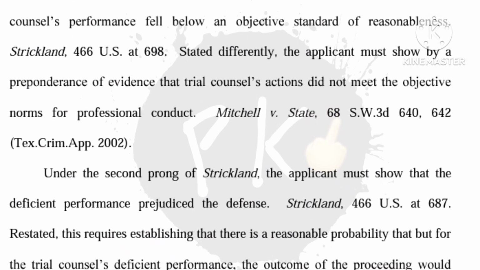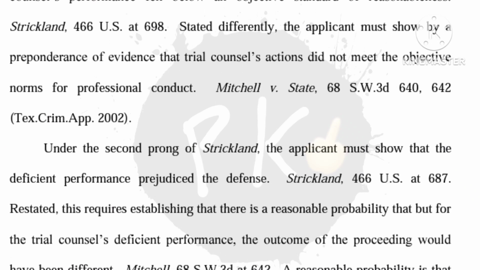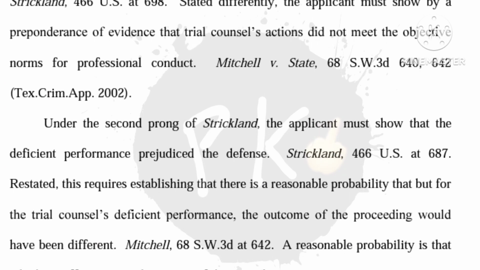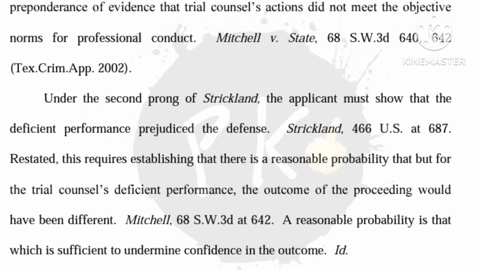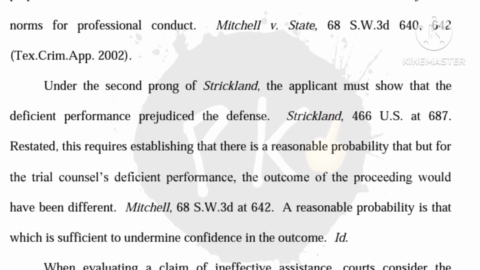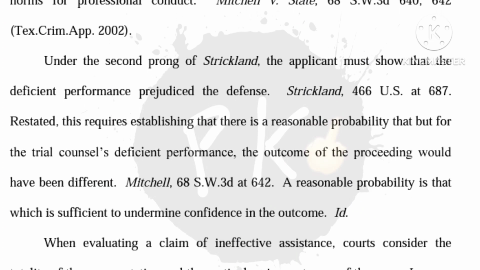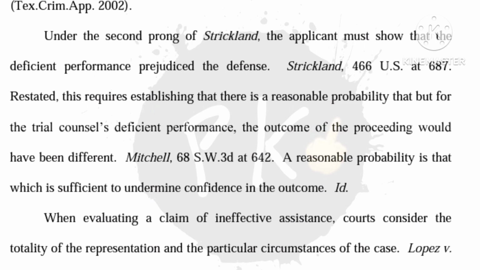Another reference. Under the second prong of Strickland, the applicant must show that the deficient performance prejudiced the defence. Restated, this requires establishing that there is a reasonable probability that, but for the trial counsel's deficient performance, the outcome of the proceeding would have been different. A reasonable probability is that which is sufficient to undermine confidence in the outcome.